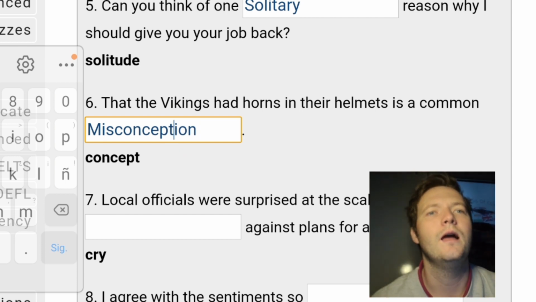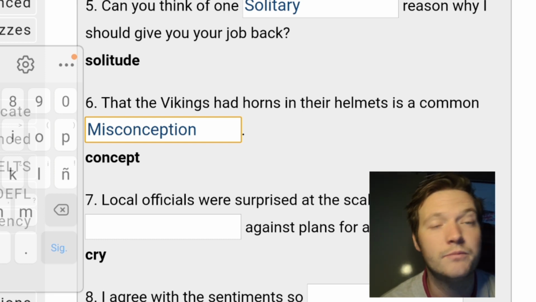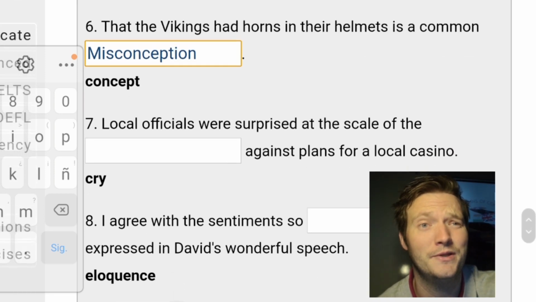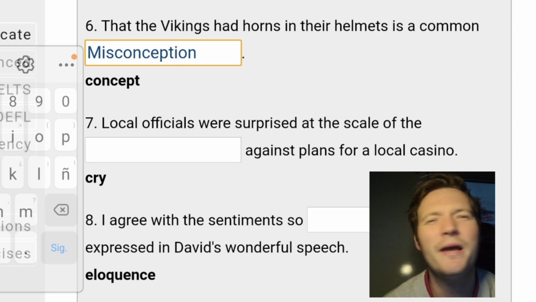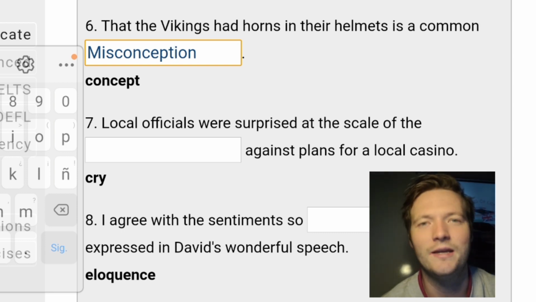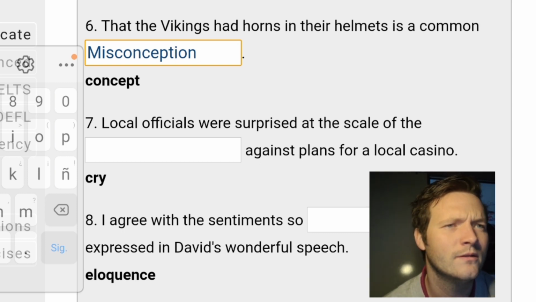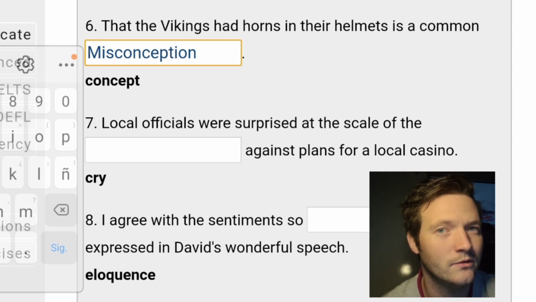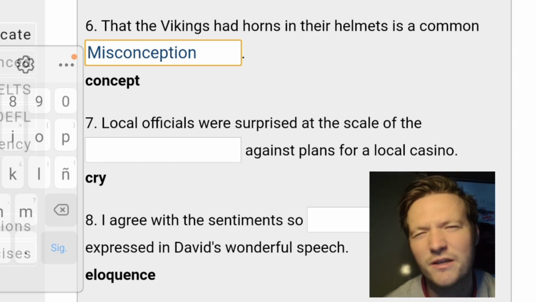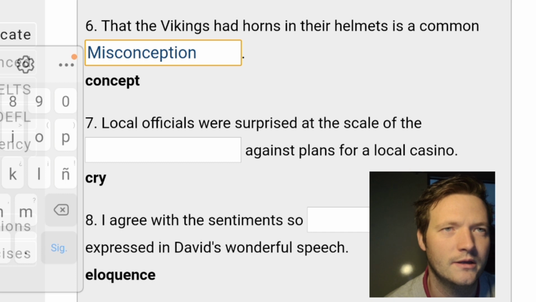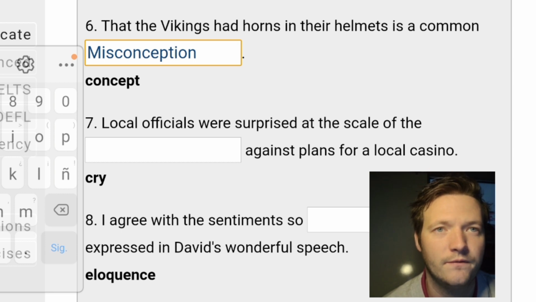Deal. It's a common misconception, yes. They didn't have horns in their helmets. I bet they did. I bet they did. You know, for some reason we thought they had horns in their helmets. So I bet some Vikings had horns in their helmets. Whatever. Who cares?